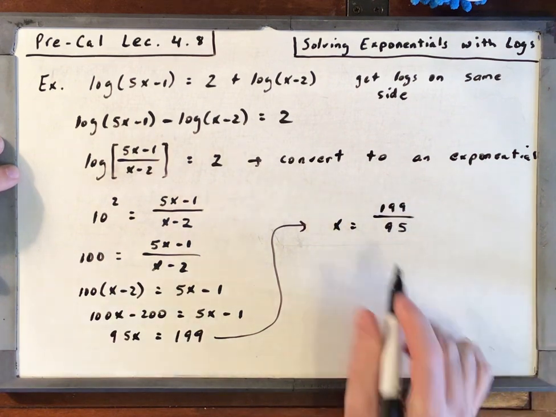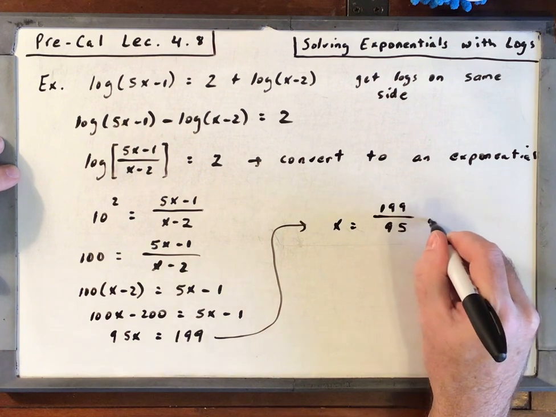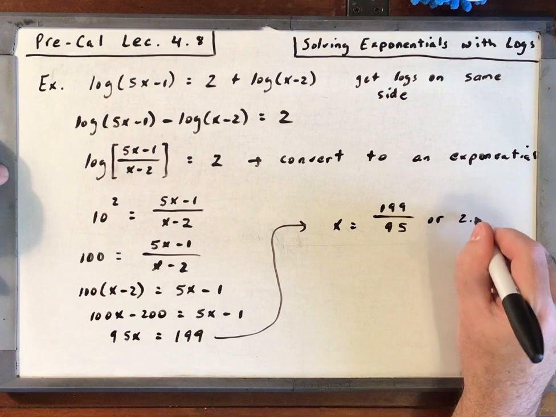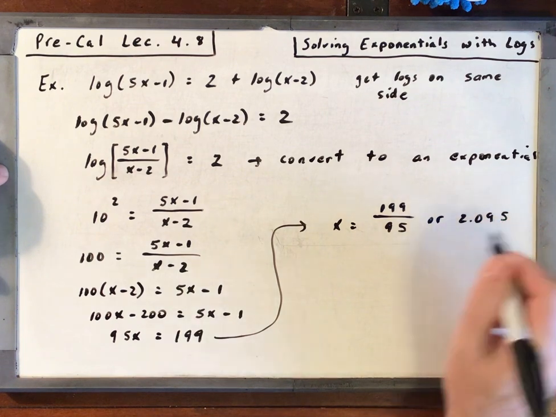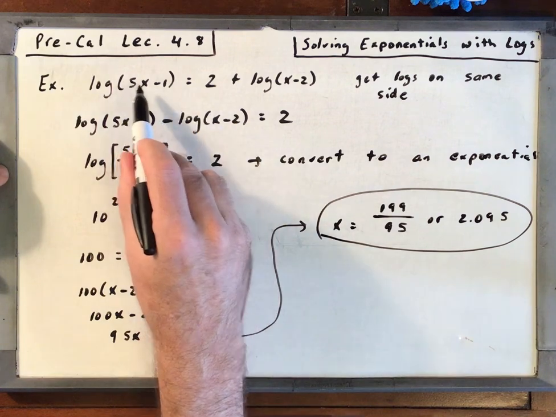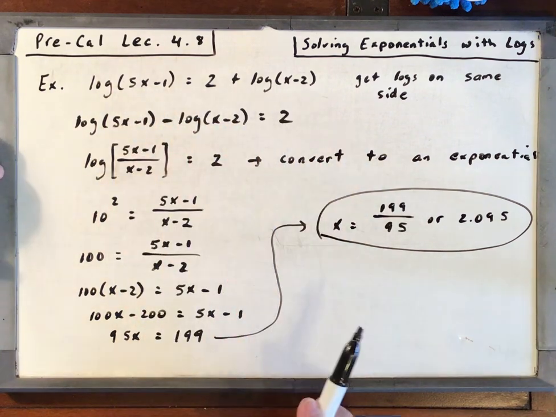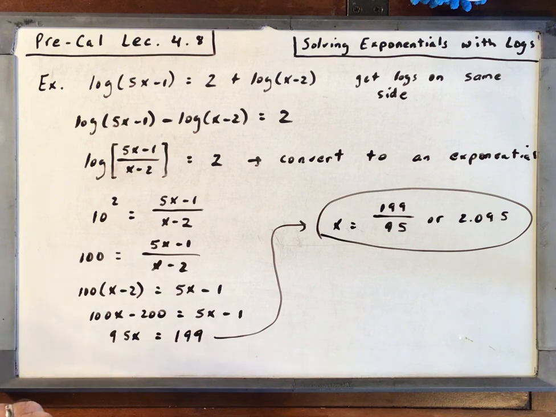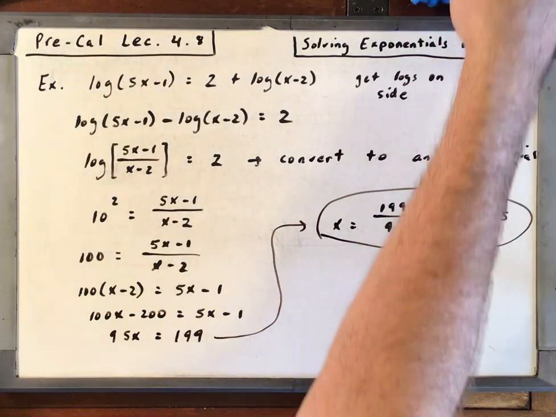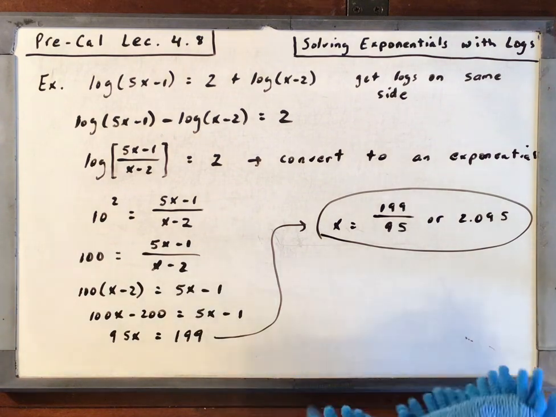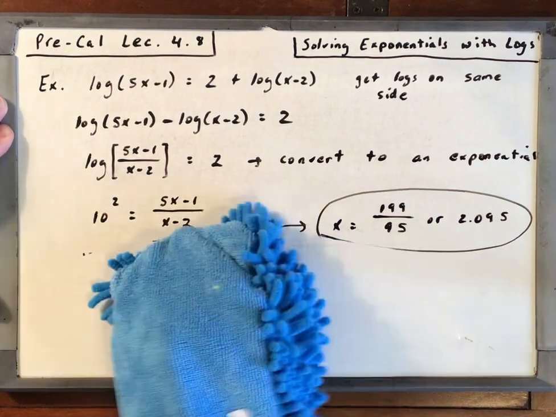That's fine if that's how you want to leave the answer. If you want to put that in your calculator and make it into a decimal, it's 2.095. And if you plug that into the original, it will check. They will equal each other. All right. Very good. Okay, pause if you need to, and we'll do our last problem of this lecture.